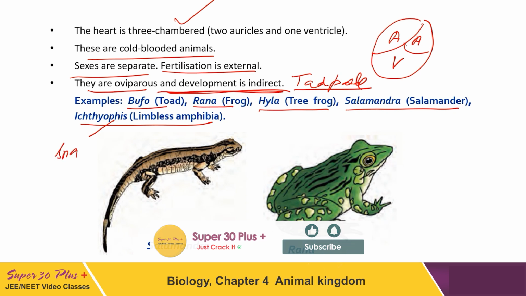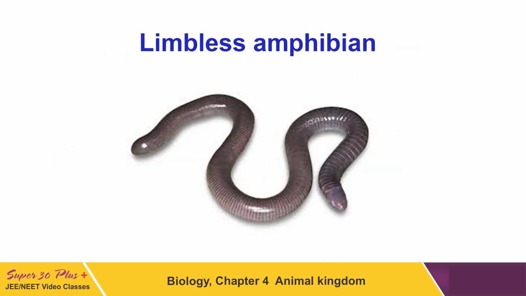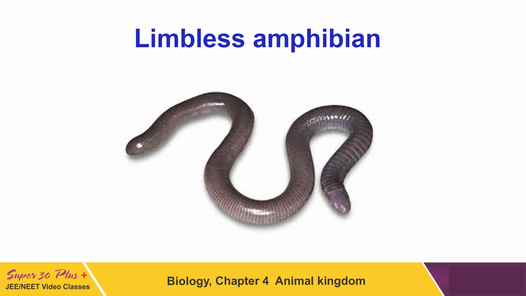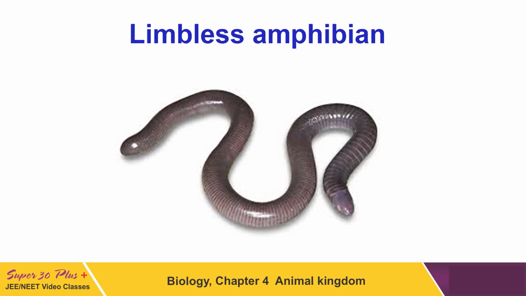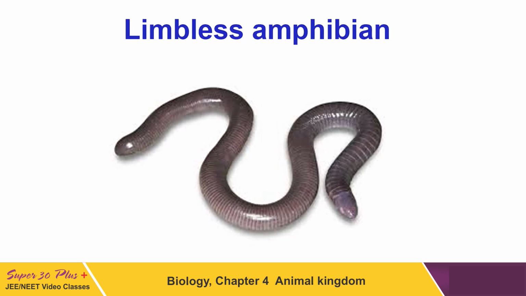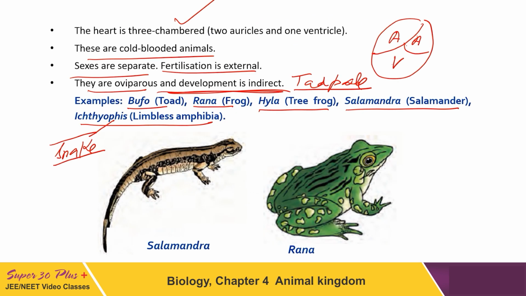Limbless amphibian appears just like a snake, but it's not a snake because it doesn't have the characters of a snake. It doesn't have scales on the body, and it doesn't have limbs. This is a limbless amphibian. This is an adaptation in evolution. That is Ichthyophis, right? This is Salamandra, and this is your, everyone is acquainted with this. This is Rana, or the frog.